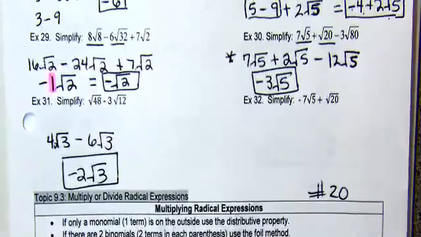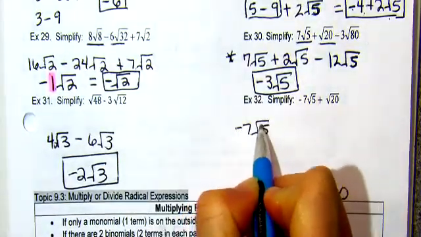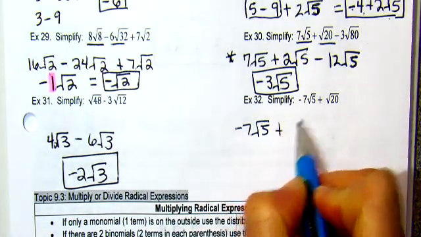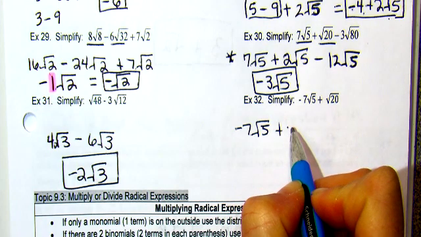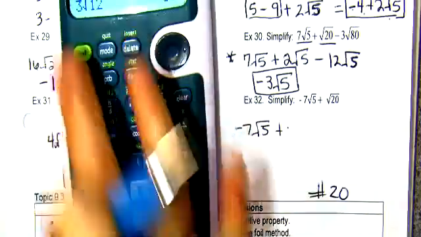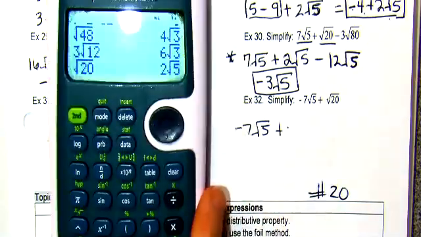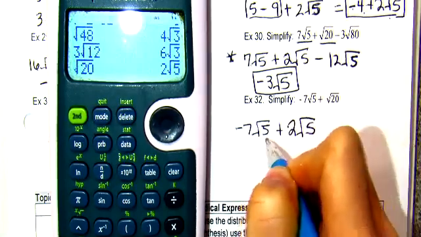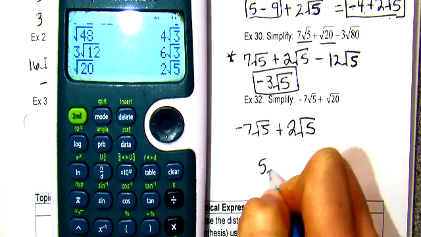And then the final problem, negative 7 square root of 5 cannot be simplified, but we can say the square root of 20. We've done it a lot. You may memorize it. But let's go ahead and do it again. The square root of 20 is 2 square roots of 5. So plus 2 square roots of 5. So they have the same square roots, so negative 7 plus 2 is 5, and then we keep the square root of 5 there.